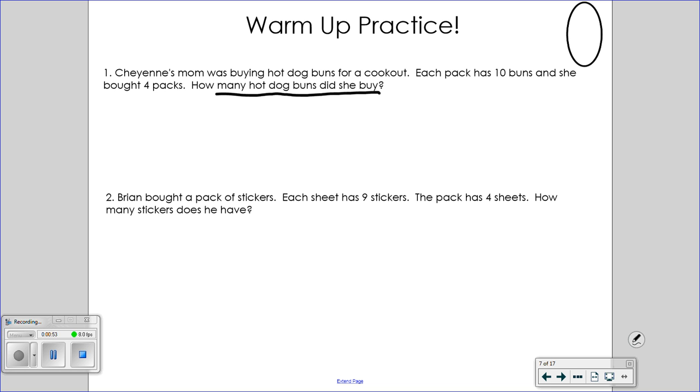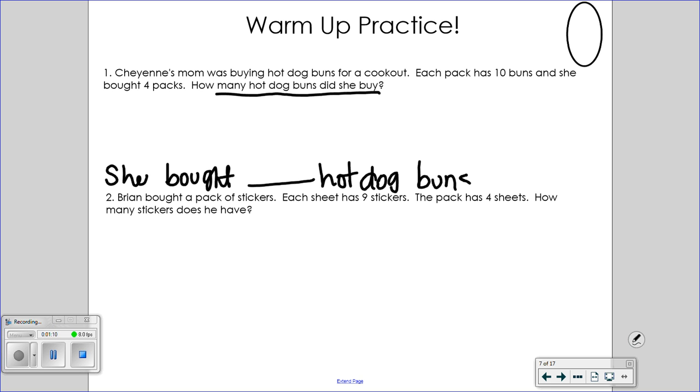Can someone turn that into an answer sentence? Go for it, Ella Harris. She bought blank hot dog buns. Some form of that. It doesn't have to be the exact same sentence, but as long as it's something to that nature, you'll be fine.